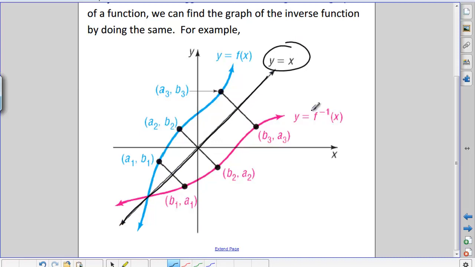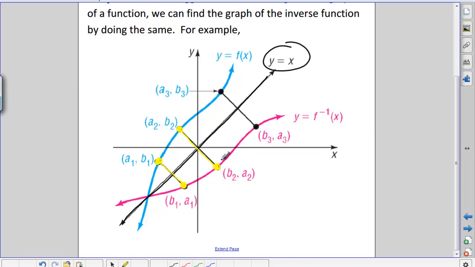Okay, and what happens is if you take those two functions, the function and its inverse, and graph them, you get symmetry over the line y equals x. And that's just the way that it works out with the x and the y switching places. This point a1, b1 right here, if you switch the x and the y, you get b1, a1, which is over here. And then that same thing happens with a2, b2.